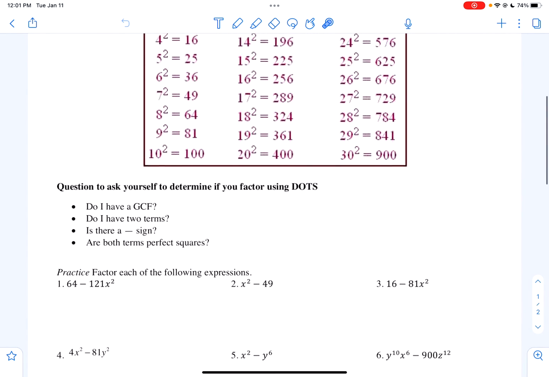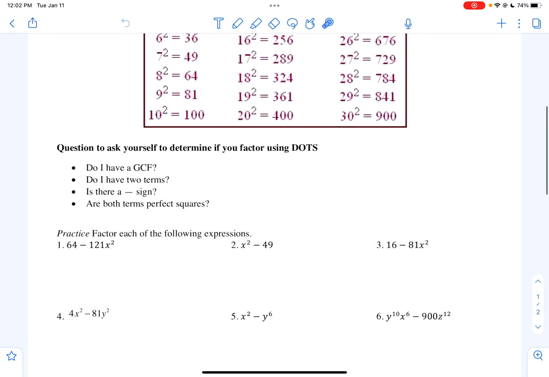So these questions I pulled right from Delta Math, just to give you the heads up. These are the level 1 Delta Math problems, and then these are the level 2 Delta Math problems.